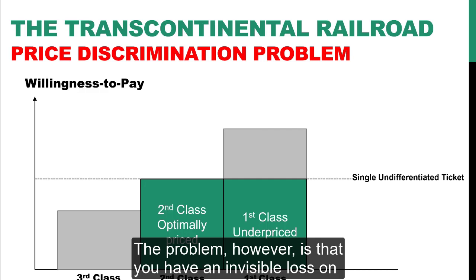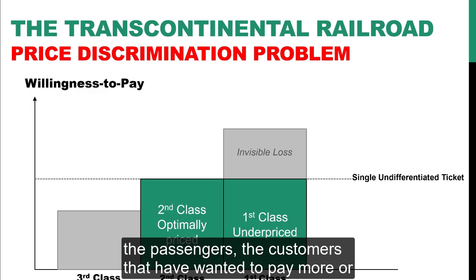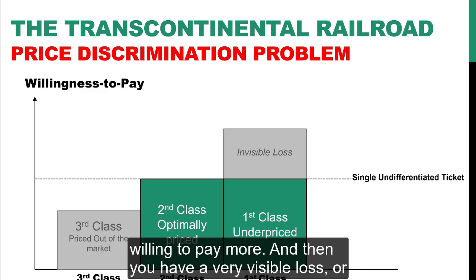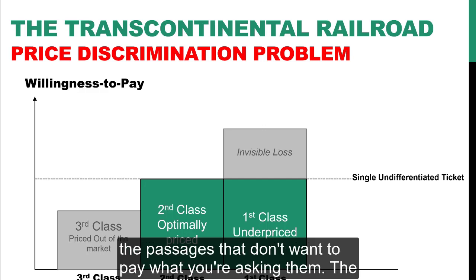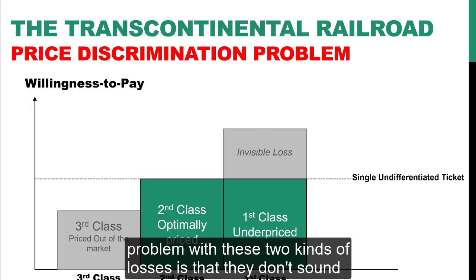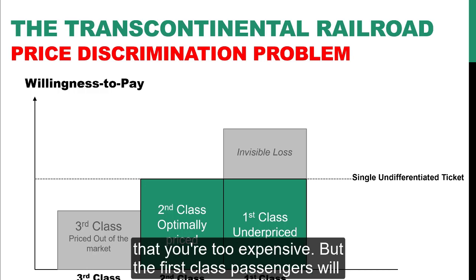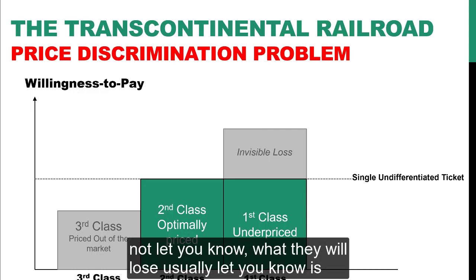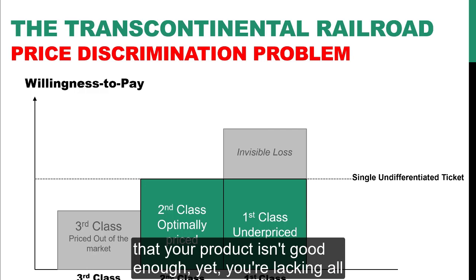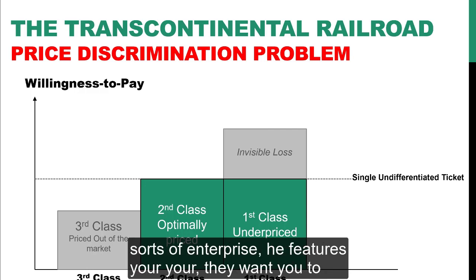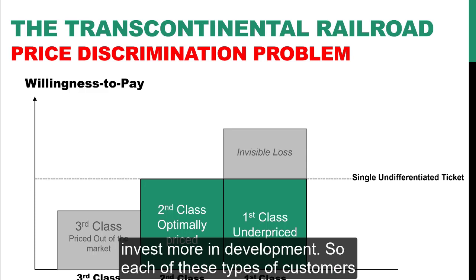The problem, however, is that you have an invisible loss on the passengers, the customers, that were willing to pay more. And then you have a very visible loss on the passengers that don't want to pay what you're asking them. The problem with these two kinds of losses is that they don't sound similar. The third class passengers will let you know that you're too expensive, but the first class passengers will not let you know. What they will usually let you know is that your product isn't good enough yet. You're lacking all sorts of enterprisey features. They want you to invest more in development.